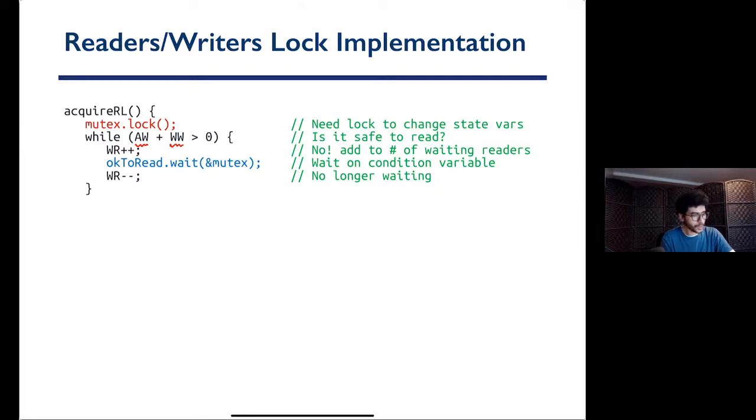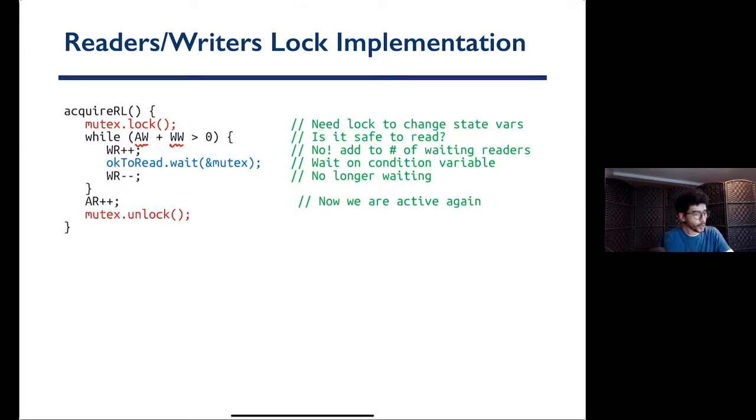Once I wake up, I'm no longer a waiting reader. So I do waiting reader minus minus, but I have to check again. As you remember, in condition variables, we have to have it in a while loop rather than if. So I check again if everything is okay. Then I become an active reader. If I get out of this while loop, it means that now I have access to the database. So I am now officially an active reader. So active reader plus plus. I then release the mutex and I'm done.